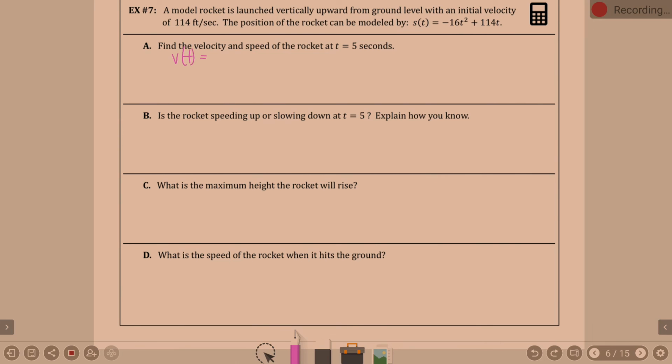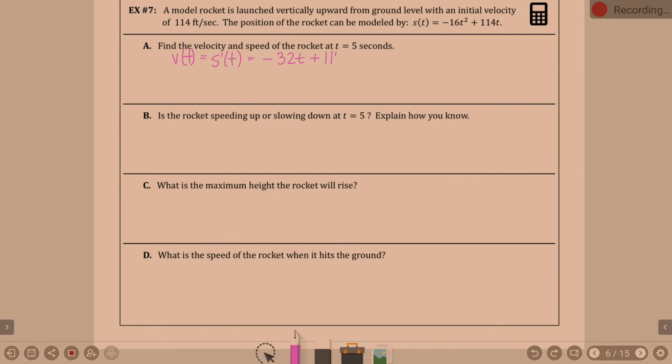It is the derivative of position, and that's a position function. So what is the derivative of negative 16t squared? Negative 32t, because you multiply the power out front and subtract 1 from the power. Are we all, that's in our brain somewhere still, right? Plus the derivative of 114t is just 114.